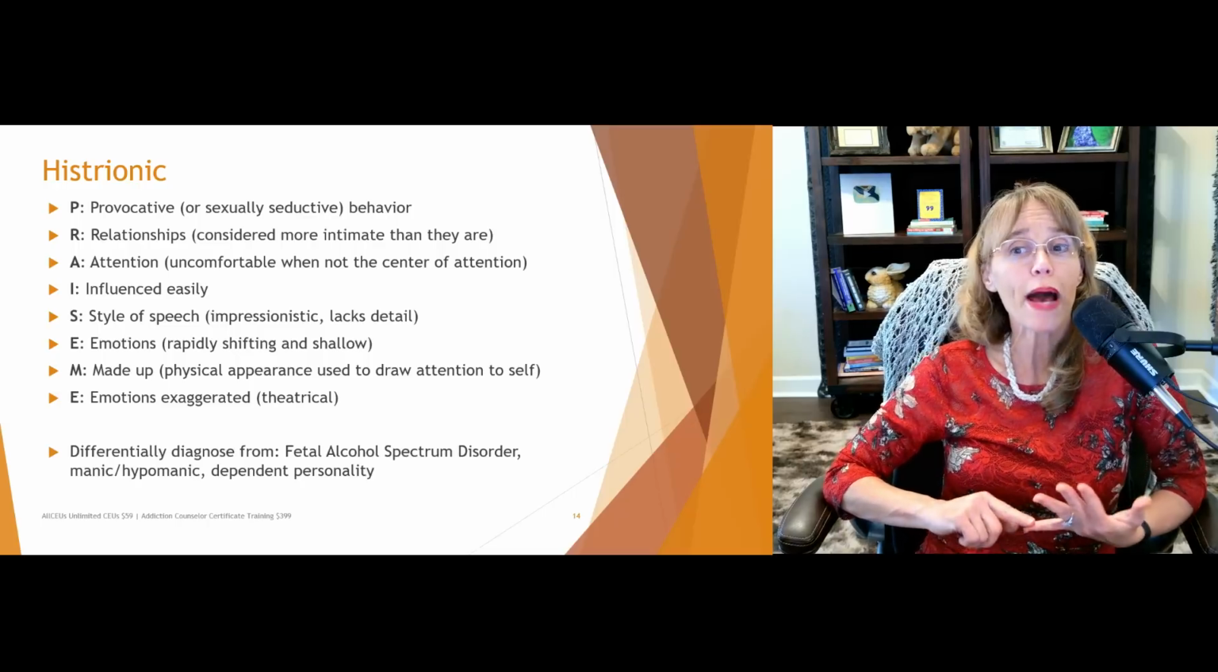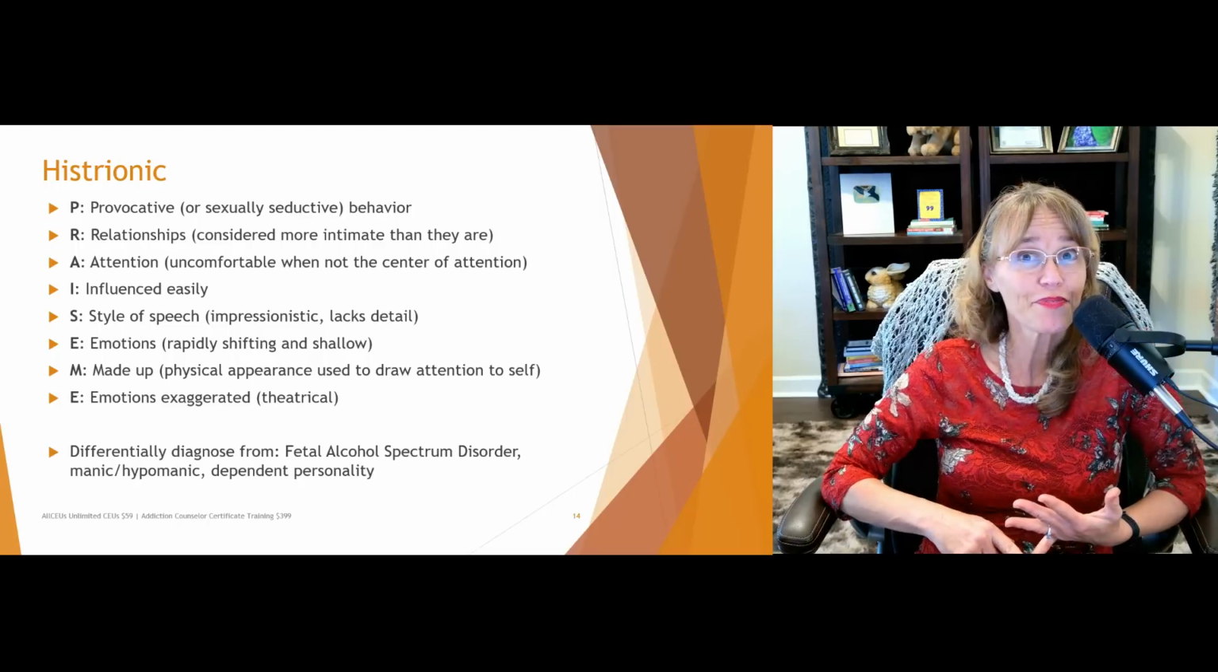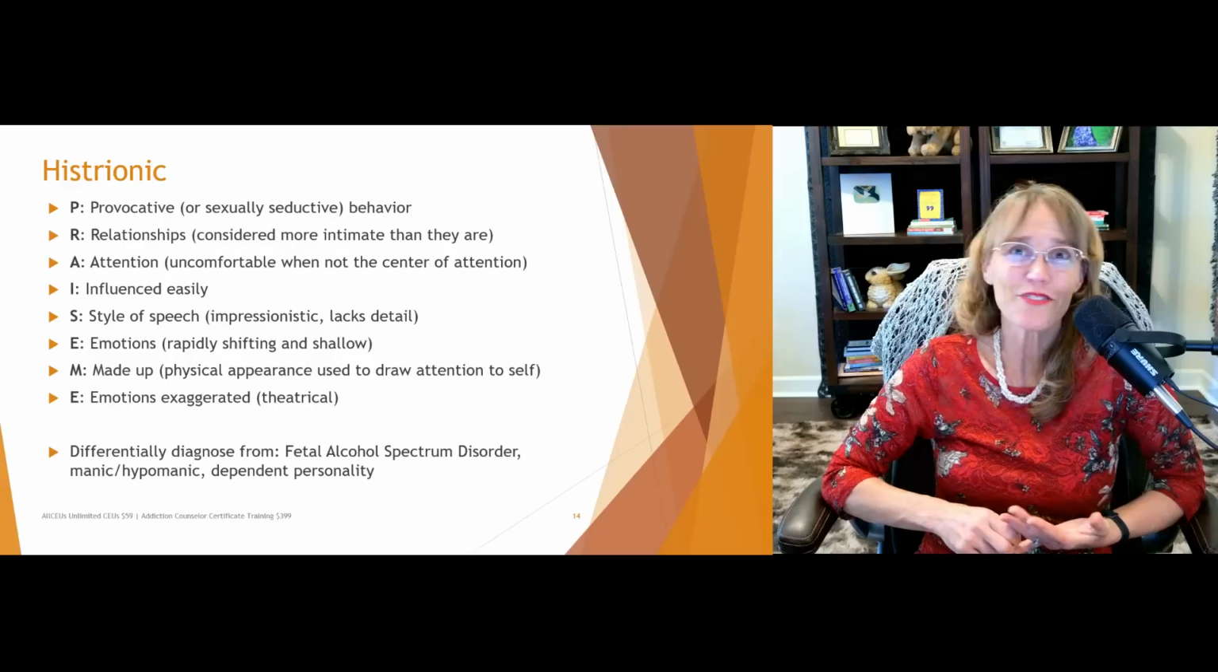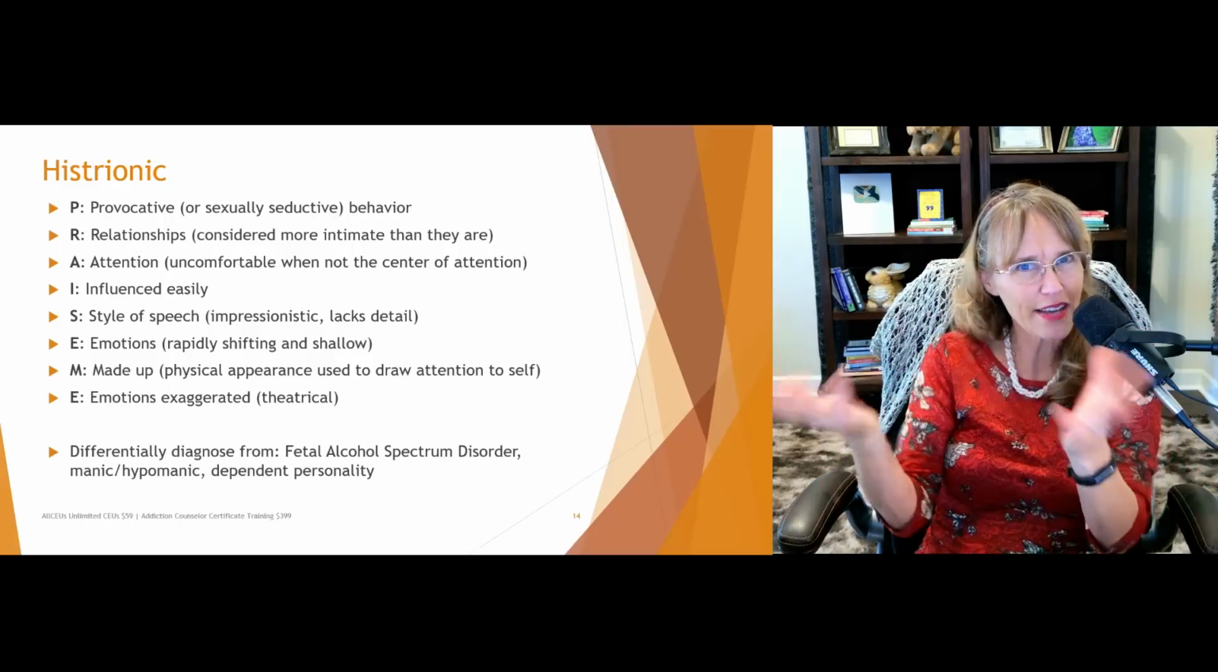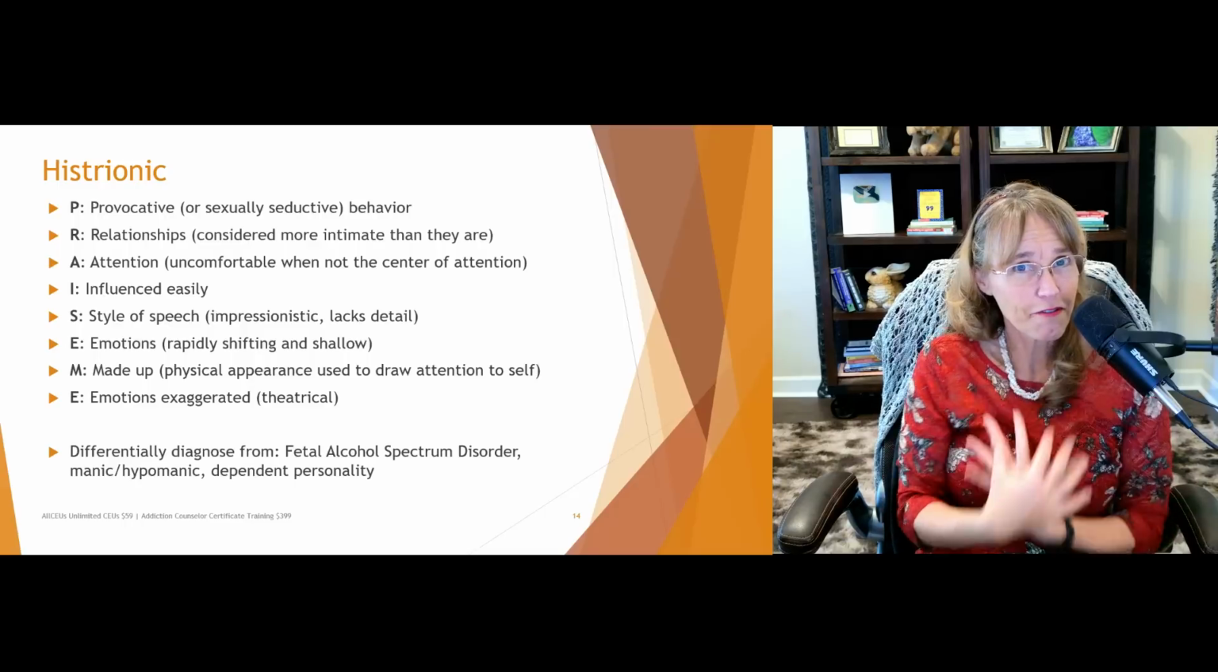Their emotions rapidly shift and are often shallow. They'll be your best friend if that's what you want them to be, but they're not really feeling it. They're just kind of putting it out there. They're acting it, but they're not feeling it.